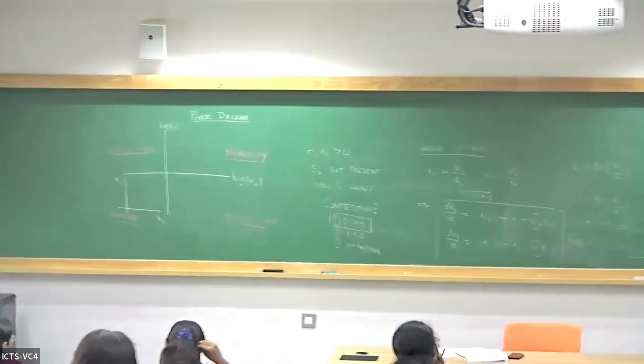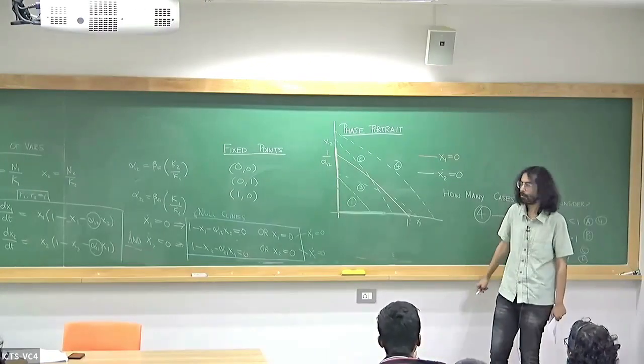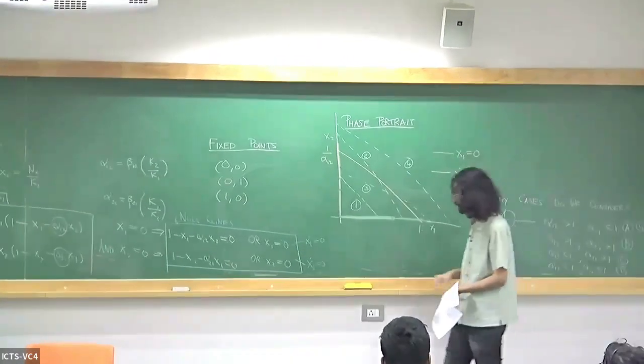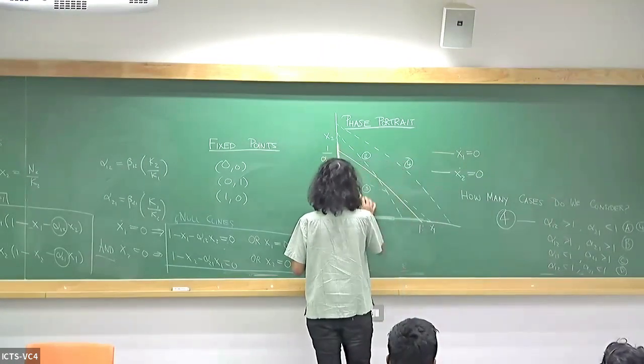Why were we drawing all of these nullclines? We wanted to care about the fixed points, right? How would we see the fixed points from the nullclines? Let me make one of these cases now.